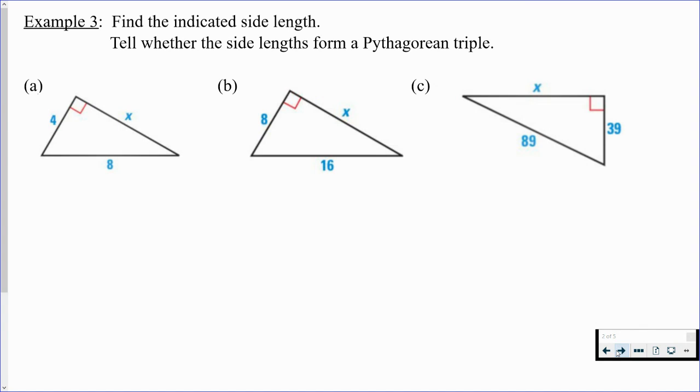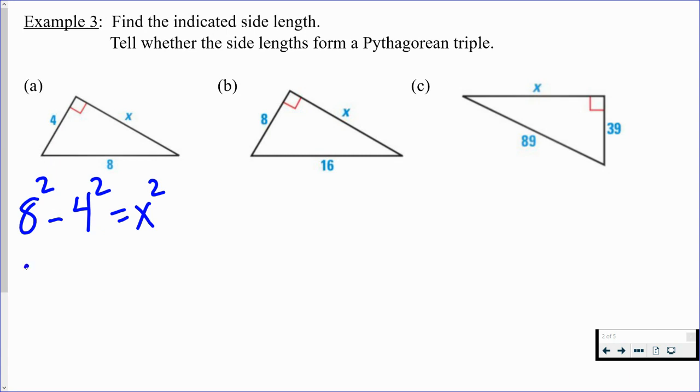We're going to solve for missing pieces, and then we are going to decide whether it's a Pythagorean triple. Okay, so let's take a look here. For A, we're solving for x, which is one of the sides, one of the legs. So we could set up 8 squared, our hypotenuse, minus 4 squared, which is one of our sides, equals x squared, our other side.